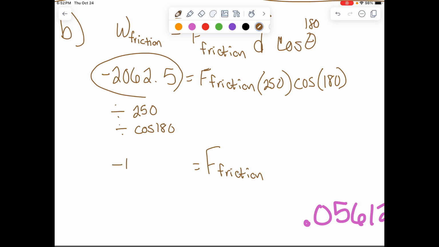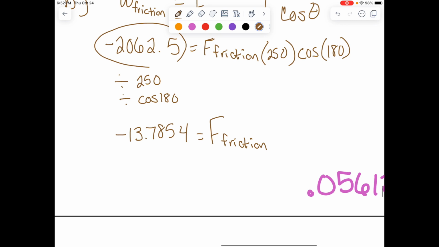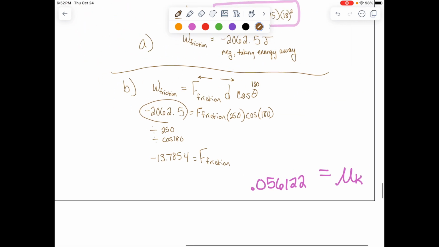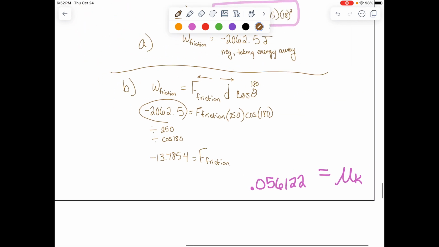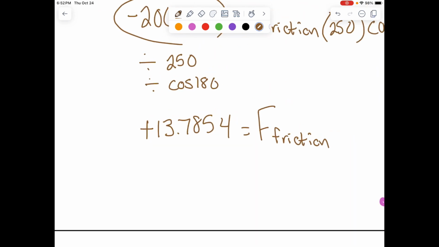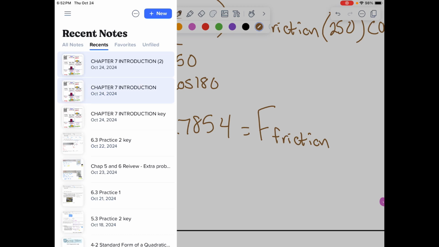Okay, so it's negative 13.7854 essentially. Wait, what's up? I didn't put a negative sign in the 2000. That should be positive. I was going to say you definitely should have got a positive, because we're just saying the force. It's not asking for direction. Okay, that's why. I just need to double check that that's right.